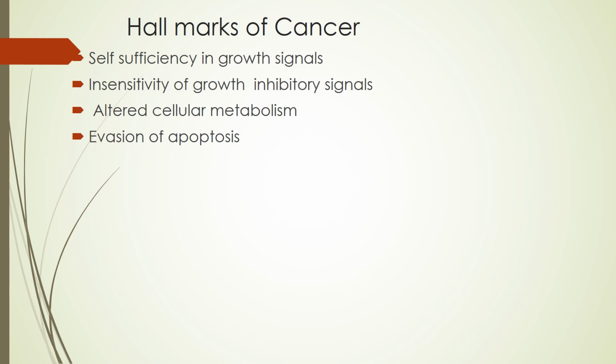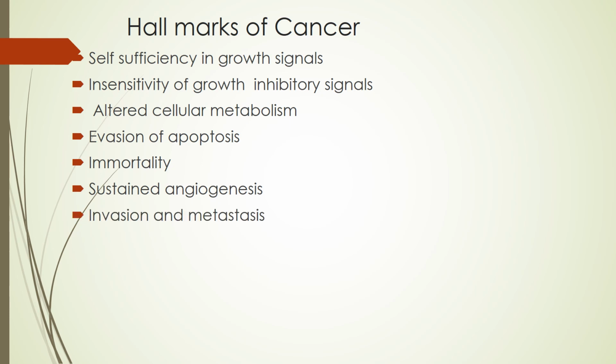So the cells don't die early. They have a long life. Immortality. Due to this long life, they become immortal. They don't die. Sustained angiogenesis. In order to remain alive, these cancerous cells need food products. These food products are provided from the blood vessels. So they have a capability to produce angiogenesis, or production of new blood vessels, so the raw material for their growth can be obtained from it.